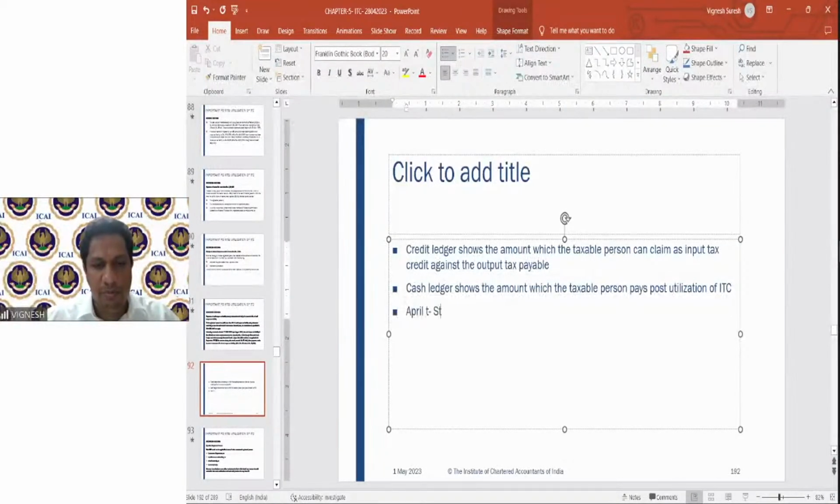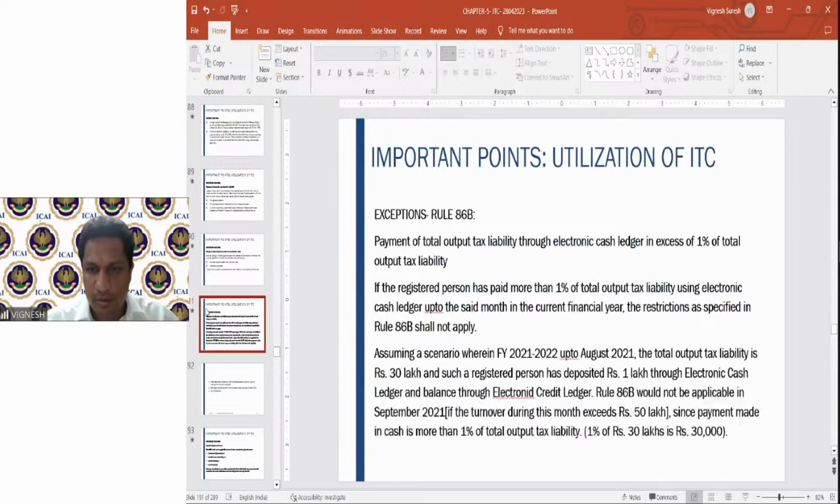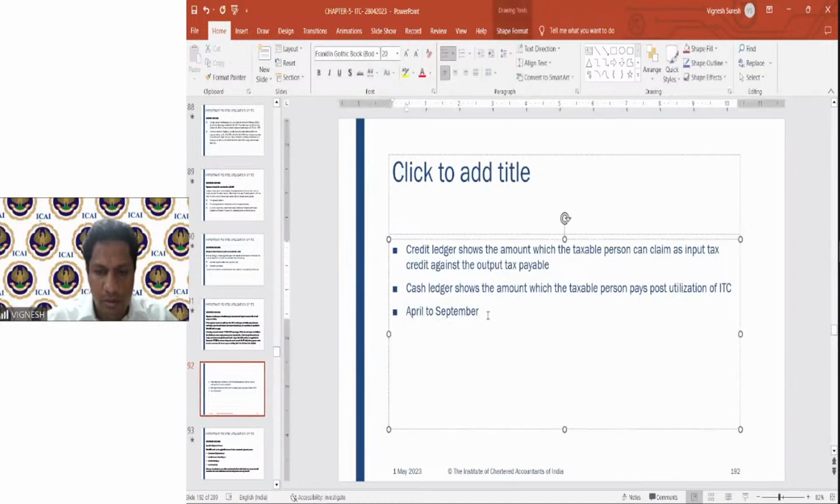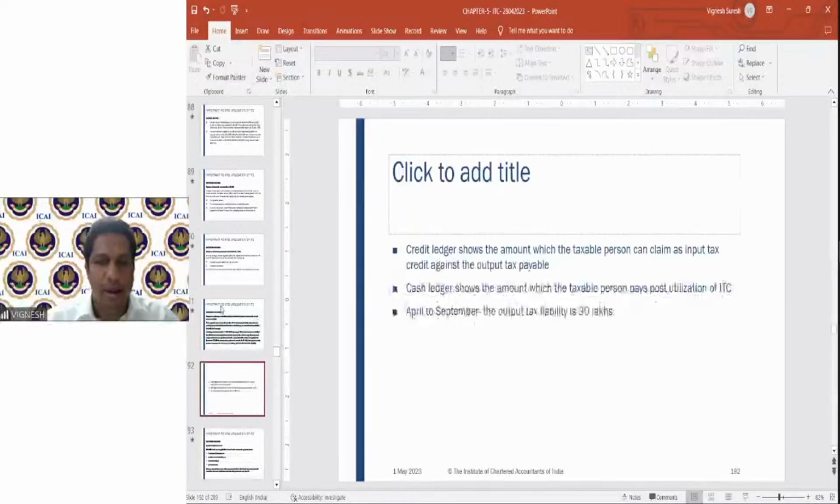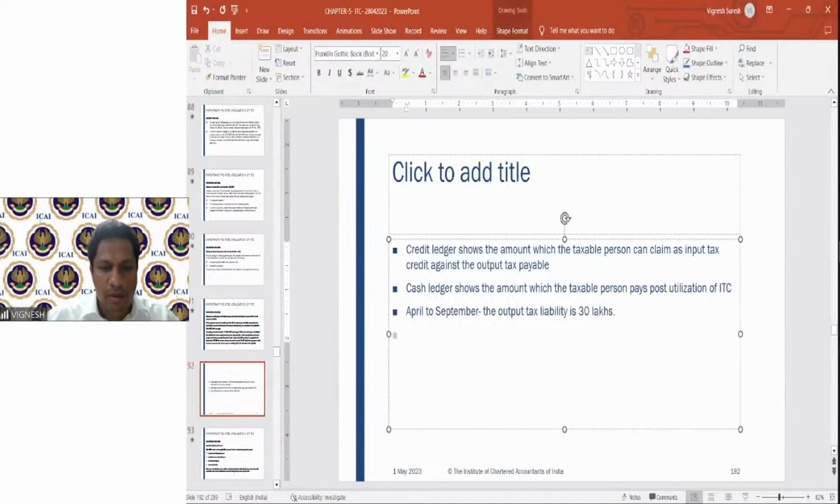Now let us take an example here. April to September. The output tax liability is 30 lakhs. Okay, same example as I am again writing so that you understand. And up to September, the taxable person has paid rupees 1 lakh through the cash ledger.